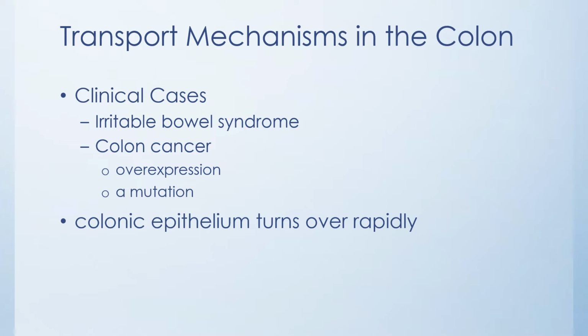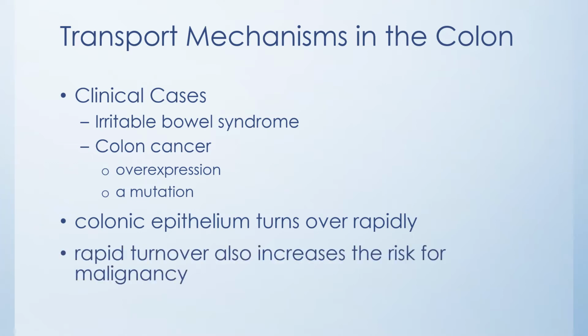Colonic epithelium turns over rapidly, so it can be protective because it can limit the accumulation of genetic damage that might otherwise be caused by the exposure to toxins in the lumen. But it may be of benefit, but still the rapid turnover also increases the risk for malignancy.